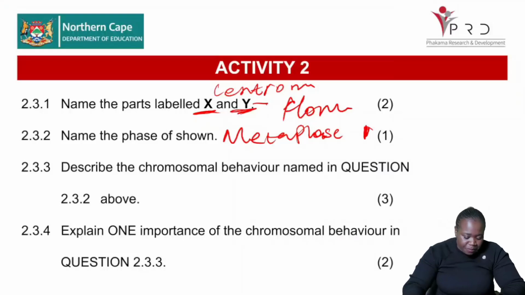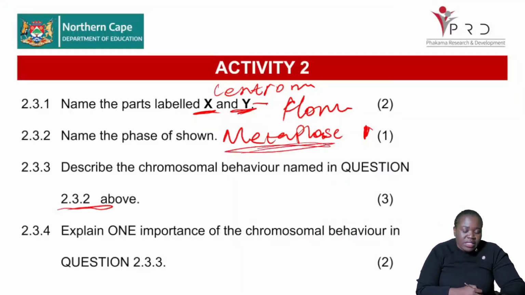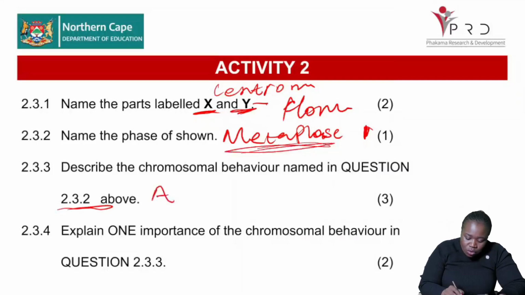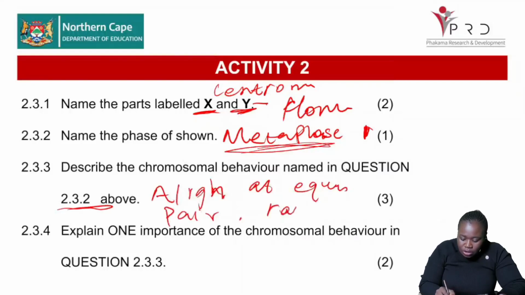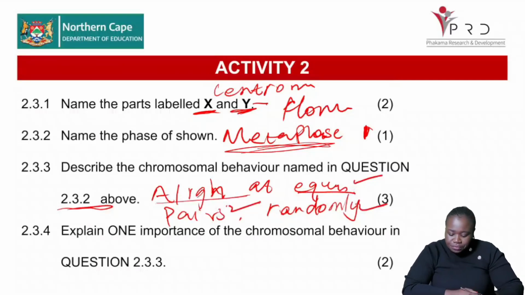Make sure you specify. Describe the chromosomal behavior named in question 2.3.2. So what happens to the chromosomes during metaphase I? Chromosomes are going to align at the equator in homologous pairs, and they are going to align there randomly. So they align at the equator in homologous pairs, and they align randomly. Okay, we are going to look at the answers just now.